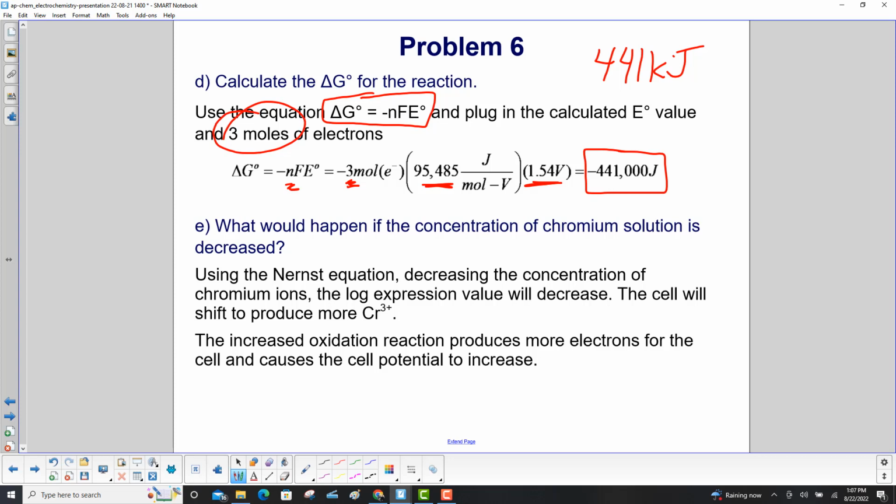What would happen if the concentration of the chromium solution is decreased? Using the Nernst equation, decreasing the concentration of chromium ions, the log expression value will decrease. The cell will shift to produce more chromium ions. The increased oxidation reaction produces more electrons for the cell and causes the cell potential to increase.